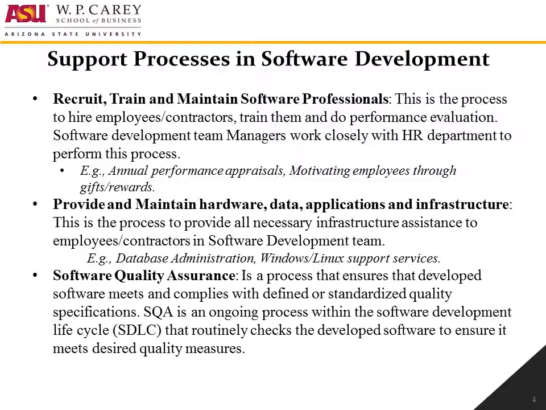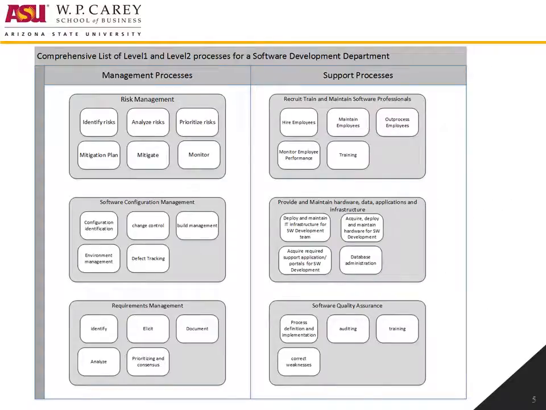Then software quality assurance. This is a process that ensures that developed software meets and complies with defined and standard quality specifications. So it goes along with SDLC, that is software development lifecycle. It's a very important process, and there are a lot of different kinds of standards that companies follow for this process. So the next slide talks about level 1 and level 2 processes for the software development department.